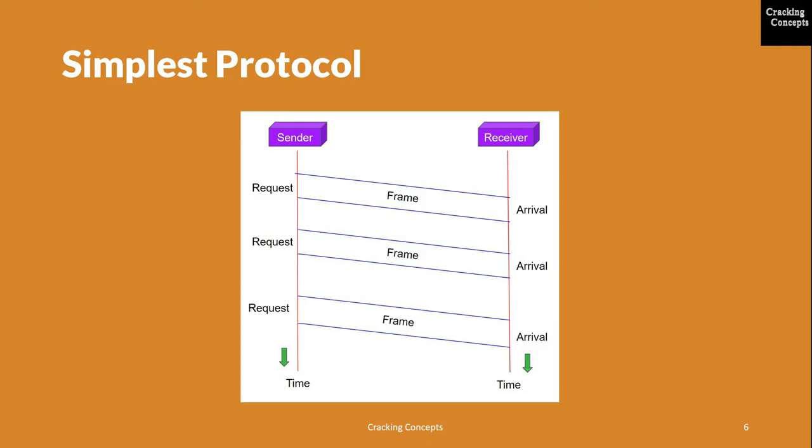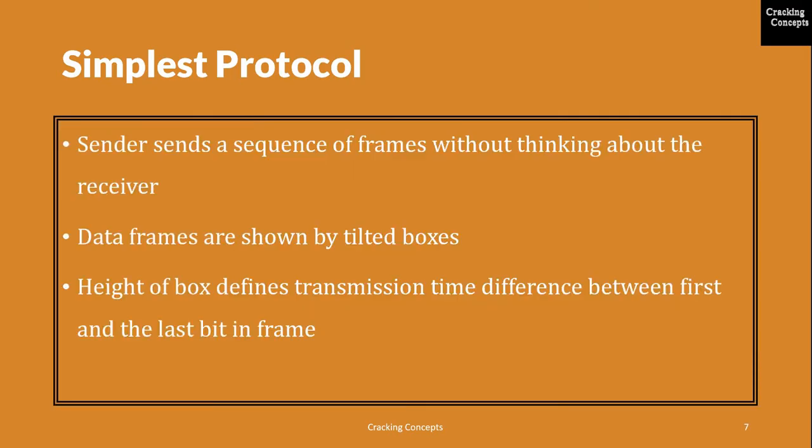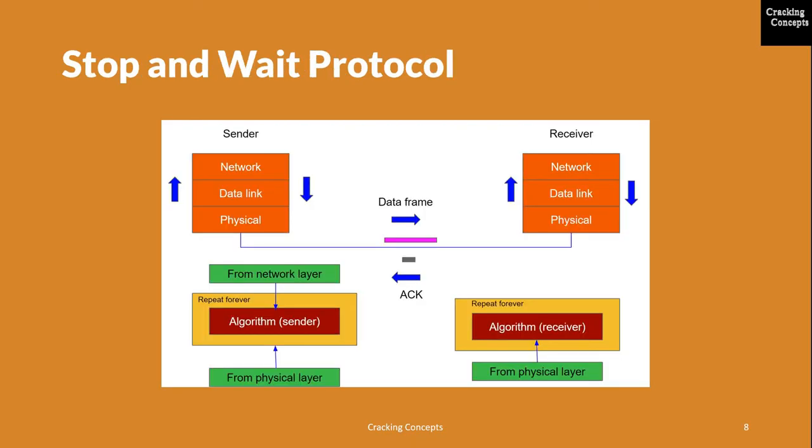Next, we look into the stop and wait protocol. Similarly as in the case of the simplest protocol, here too we have the 3 layers for the sender side and the receiver side, which are network layer, data link layer and physical layer. And here also the data frame will be sent. But unlike the simplest protocol, there is an acknowledgement from the receiver to the sender. So these blocks will have a small difference.